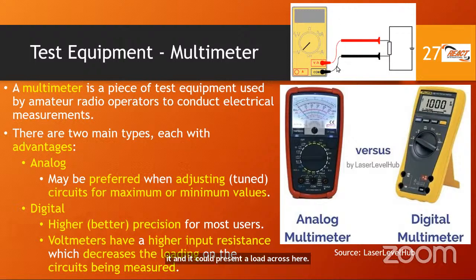So the higher the resistance that this multimeter presents when you put it in circuit, the better or more accurate your measurement is. And the point of this last bullet point is that the digital multimeter has a higher input resistance, and therefore that decreases the loading on circuits being measured. So in some ways, these digital multimeters are better because they have less of an impact on the thing being measured. Exam question, this last bullet point.